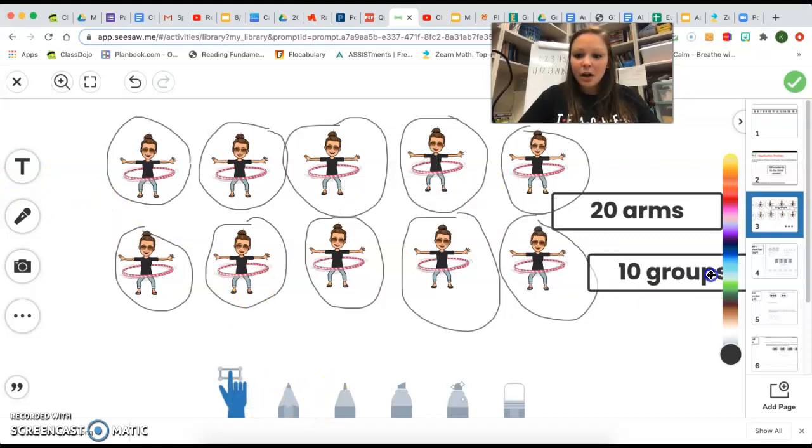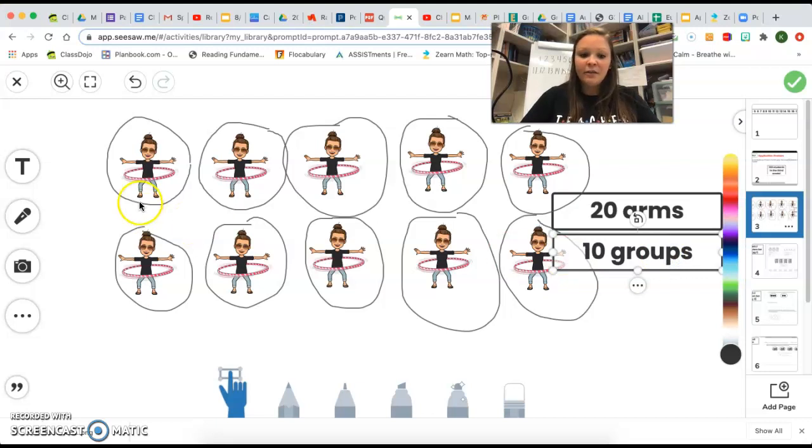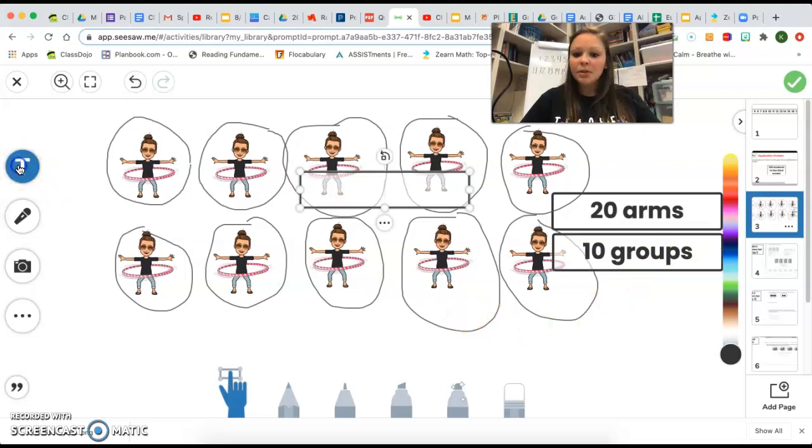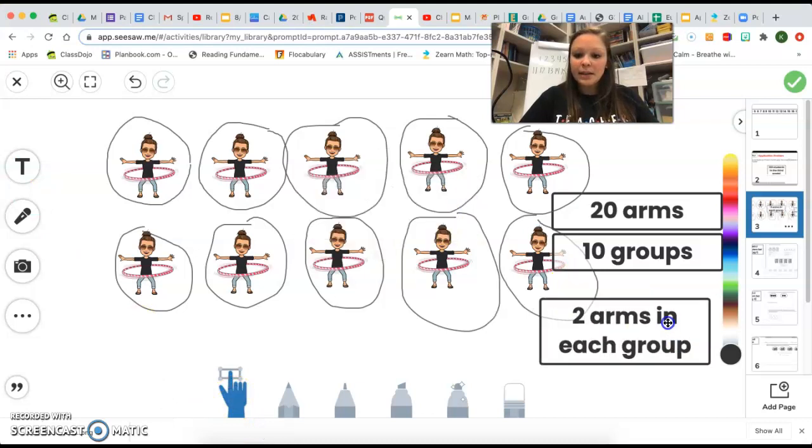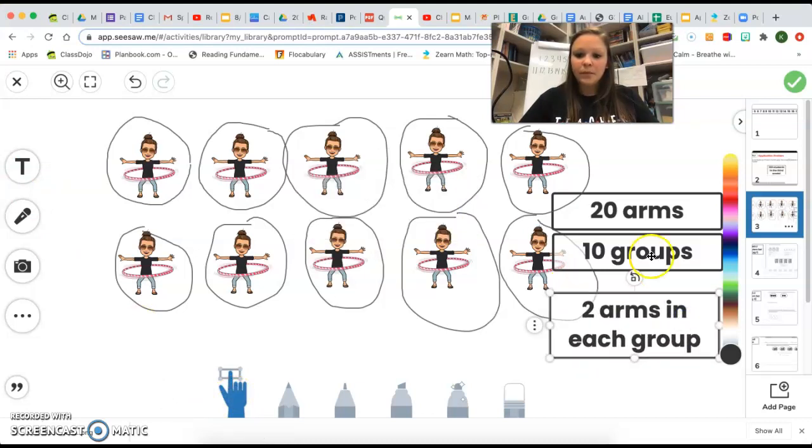So now I know that I have 20 total arms and 10 groups. Well, how many arms are in each group? There are 2 arms in each group. So I have 3 important things that I've learned from this picture. I have a total of 20 arms, I have 10 groups, and there are 2 arms in each group.